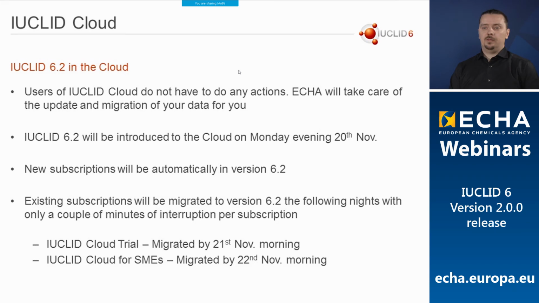Existing subscriptions will have to go through a migration process. This will be run at night, and it will only lock your system for a couple of minutes during the migration, so you most probably will not even be accessing it, or it will not interrupt your work. Our current plan is that the IUCLID Cloud trial will be migrated, ready for you to be used on the 21st in the morning, and that the Cloud for SME service would be migrated by the 22nd in the morning.